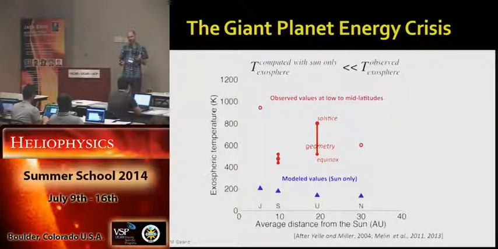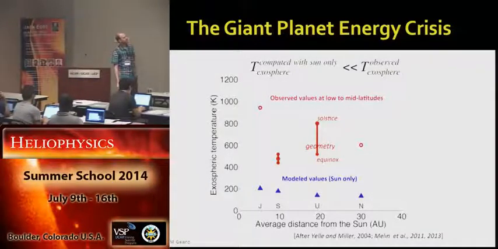Okay, let's go through this, the energy crisis. So there's no crisis from the giant planet's point of view. They're just the temperature they expect to be. The crisis is because we can't explain it from the theoretical point of view. So this plot shows exospheric temperature versus distance from the sun. So Jupiter, Saturn, Uranus, and Neptune. These are the values actually observed, and then these are the modeled values if you only consider solar heating as the source. So in other words, there's a significant shortfall between theory and observations, hence a crisis.